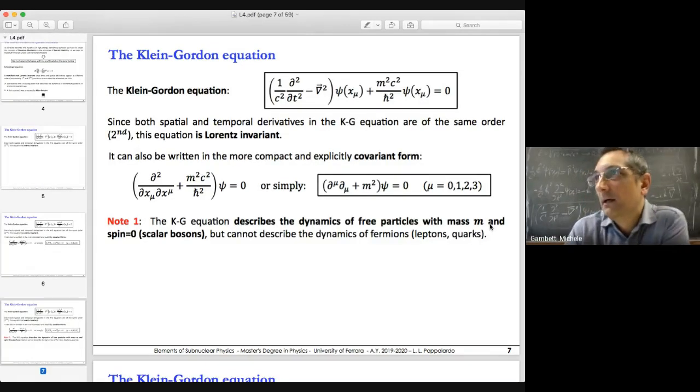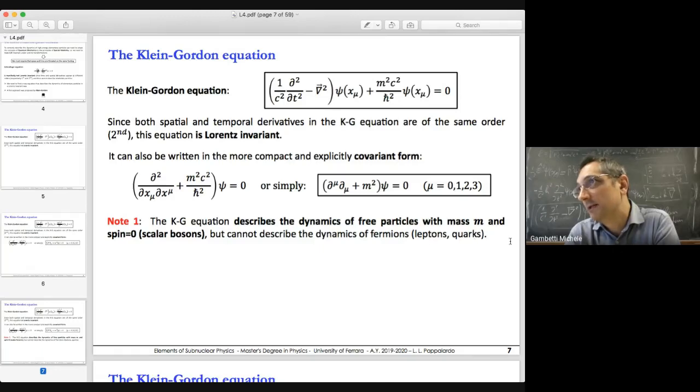First of all, what can we do with this equation? The Klein-Gordon equation describes the dynamics of free particles, so there is no interaction potential here, as you can see, at this level. With mass m, the m of the particle enters here in this term, or here, and spin 0. So this is important. This equation only works for, let's say, relativistic scalar bosons. It does not work for fermions, such as leptons and quarks. And this is one of the main limitations of this approach.